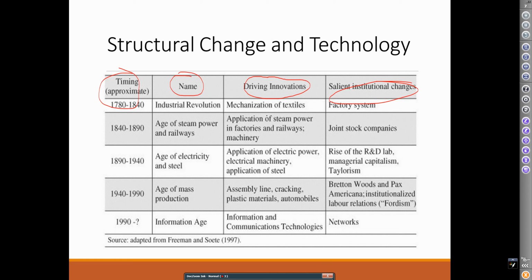Mechanization of textiles, the driving innovations were focused on the problems. Please understand that when we discuss driving innovations, even nowadays, these driving innovations always focus on already existing problems. So they are very close to the necessary things which happen in the economy, in business, in the industries.